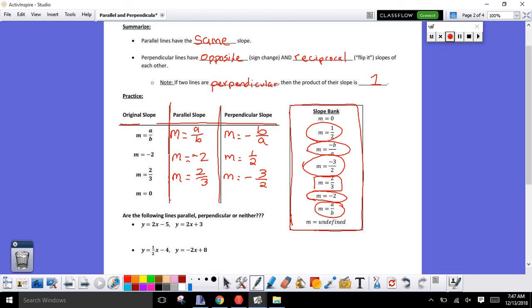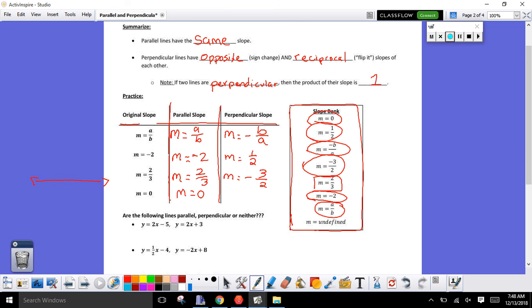And finally, a slope of 0. So let's talk about a slope of 0. Slope of 0 is going to be a line that is horizontal. That would be a slope of 0. So a line that is parallel to a slope of 0 is going to be the same thing, the slope of 0.